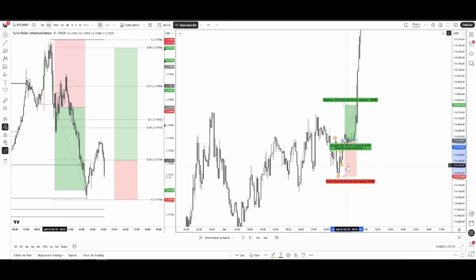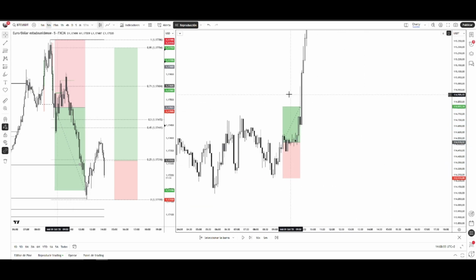So yeah, that's basically it, guys. Very nice trade, super clean. It went active at 9:25, basically 30 minutes of session until the idea went active.